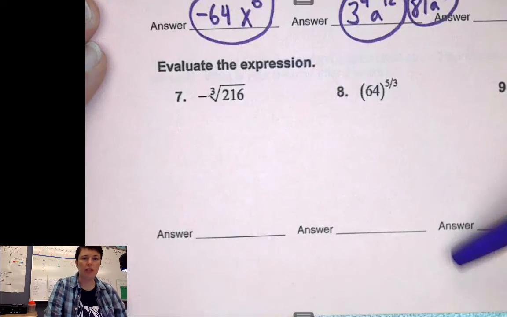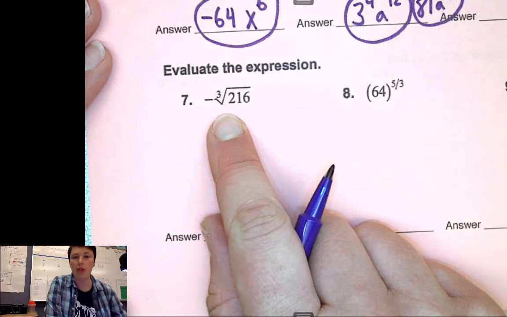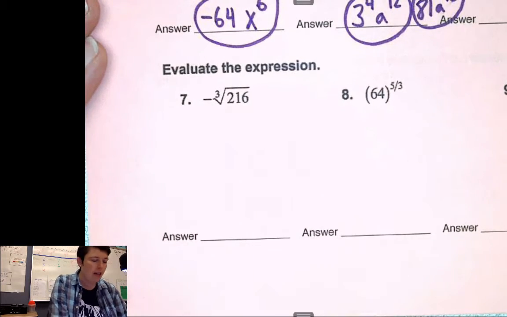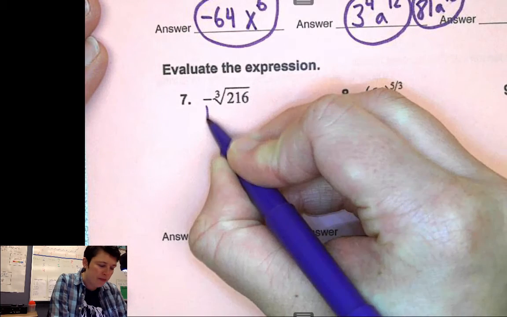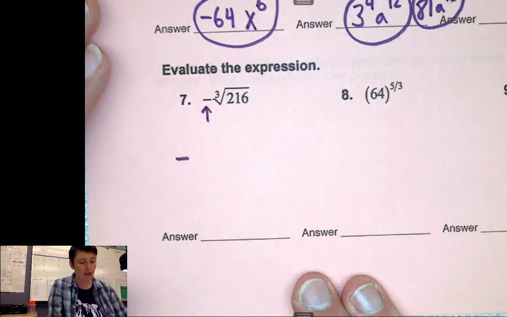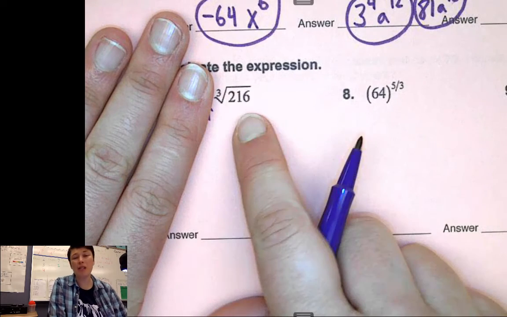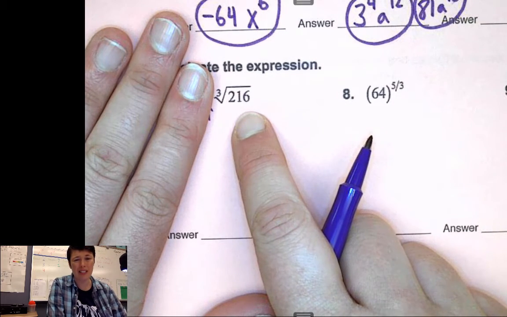Looking at question number 7. We have a negative third root problem of 216. This negative right here is on the outside of the problem. So it really doesn't matter. In fact, it kind of just sits out in front. You can almost pretend it's not even there. Just focus on figuring out what's the third root of 216.